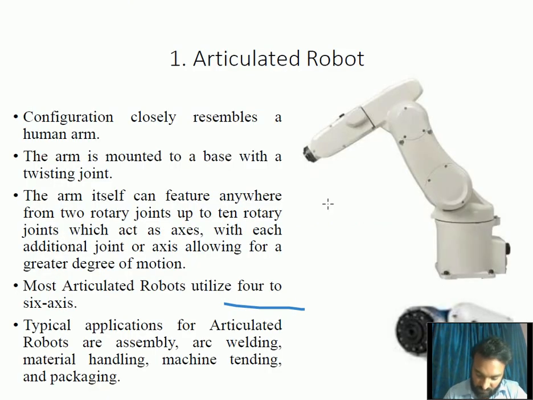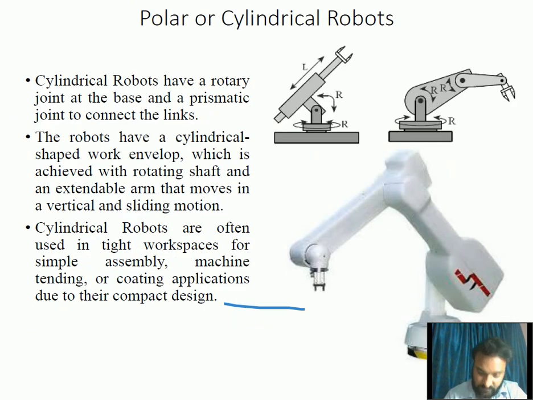Okay, so next is the polar, or cylindrical, coordinate robot. Like the name says, it utilizes the polar coordinate system. You see here between link 0 and link 1 there is a rotary type of joint. Again between link 2 and link 3 there is a rotational type. This one is a telescopic joint.